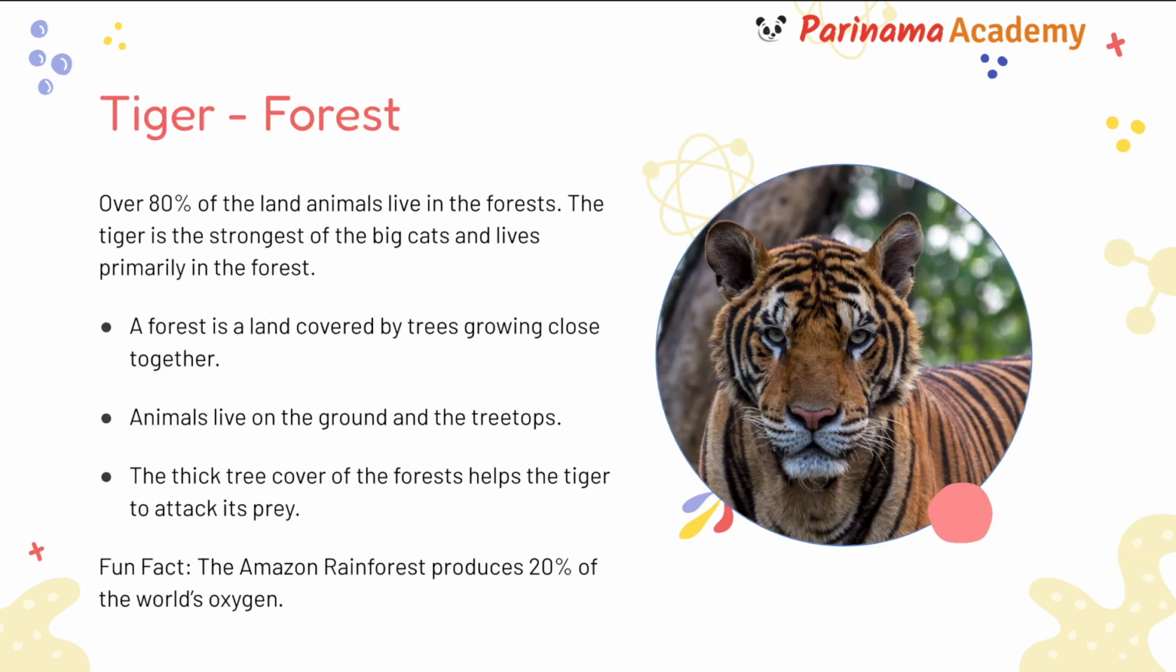Over 80% of the land animals live in the forests. The tiger is the strongest of the big cats and lives primarily in the forest. A forest is a land covered by trees growing close together. Animals live on the ground and the treetops. The thick tree cover of the forests helps the tiger to attack its prey. The Amazon rainforest produces 20% of the world's oxygen.